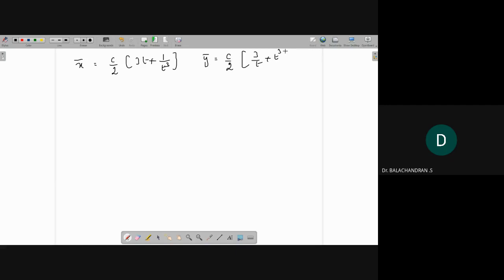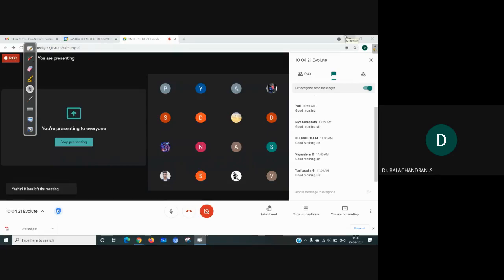So I think up to this step, so many students already done it, because I gave this problem already, the center of curvature. So we need to eliminate t from these two. So who is going to give the idea to eliminate t from this? Just you can give the idea, remaining I will do it.